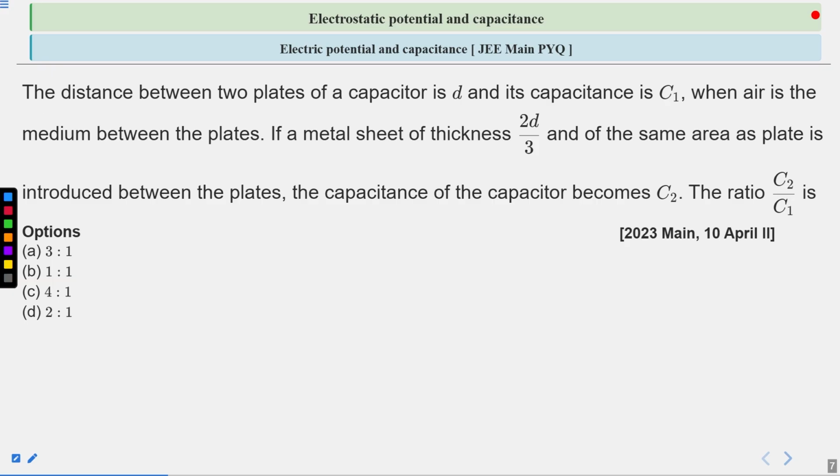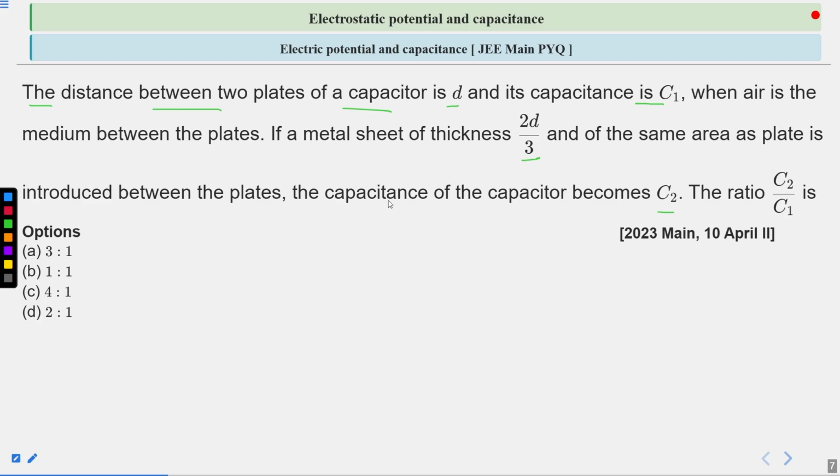Next question. The distance between two plates of a capacitor is D and its capacitance is C1 when air is the medium between the plates. If a metal shield of thickness 2D by 3 and of the same area as the plate is introduced between the plates, the capacitance of the capacitor becomes C2. The ratio C2 by C1 is?